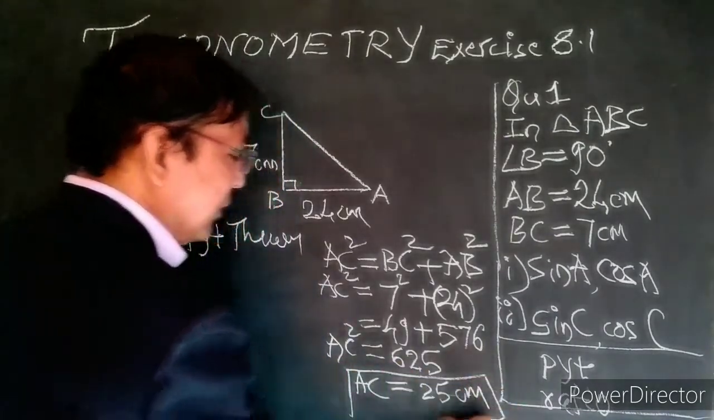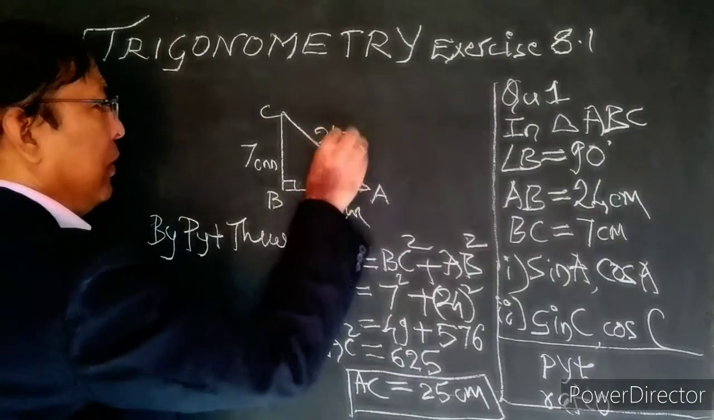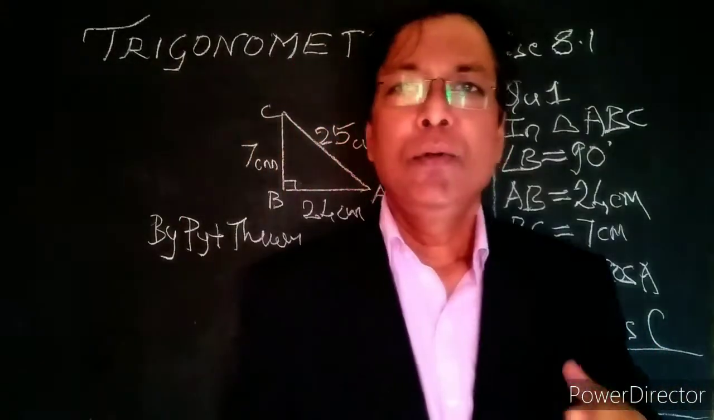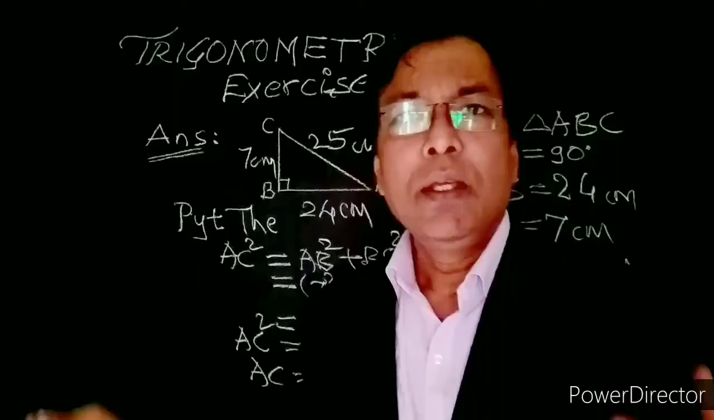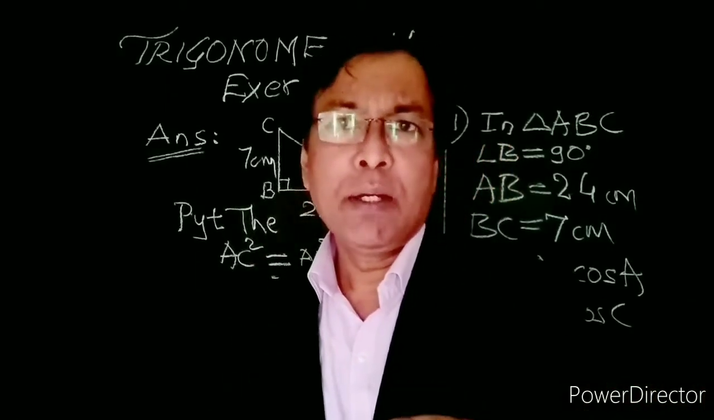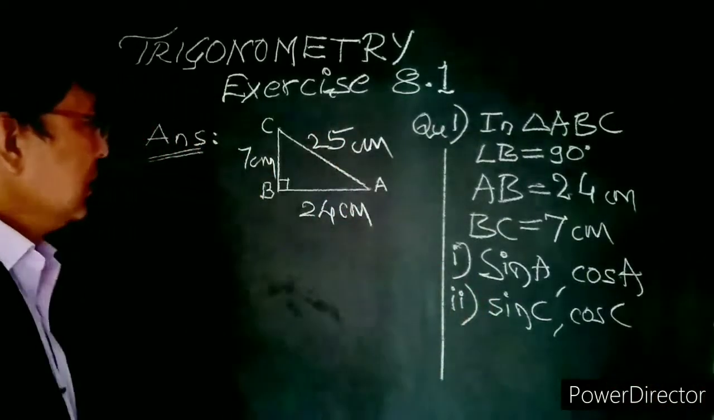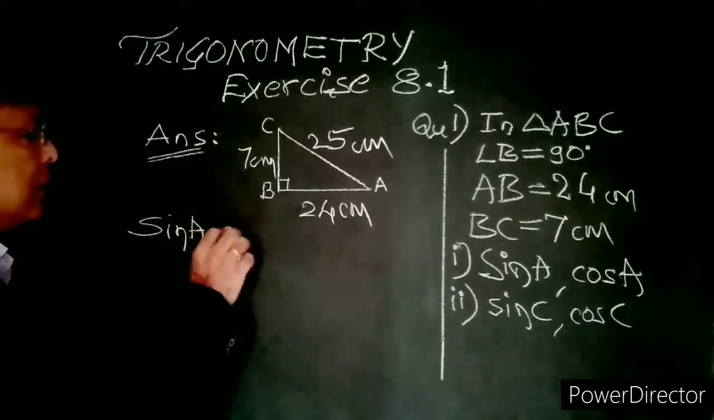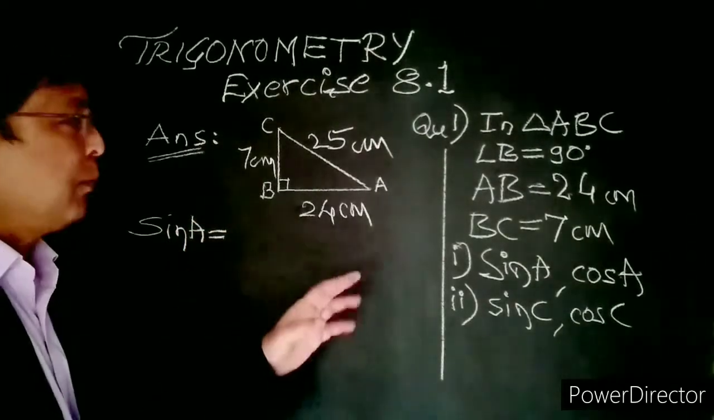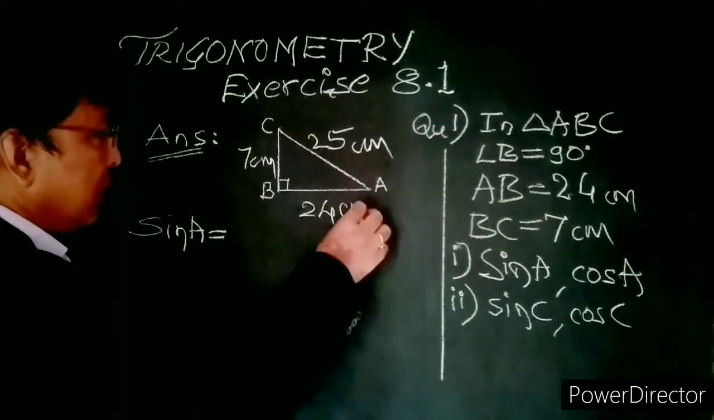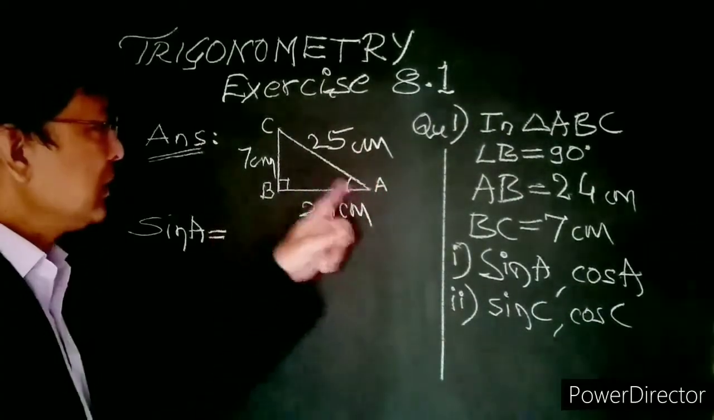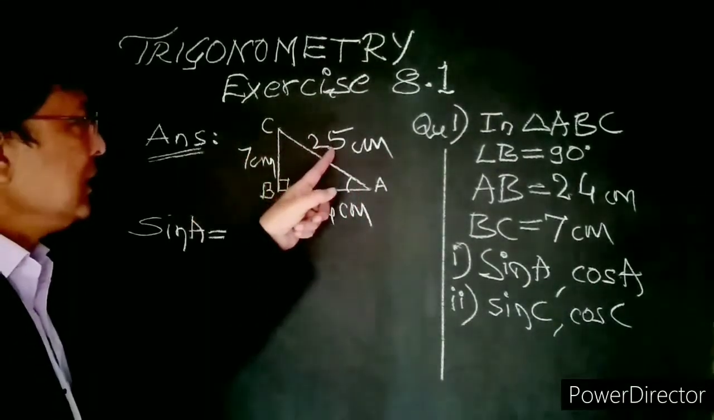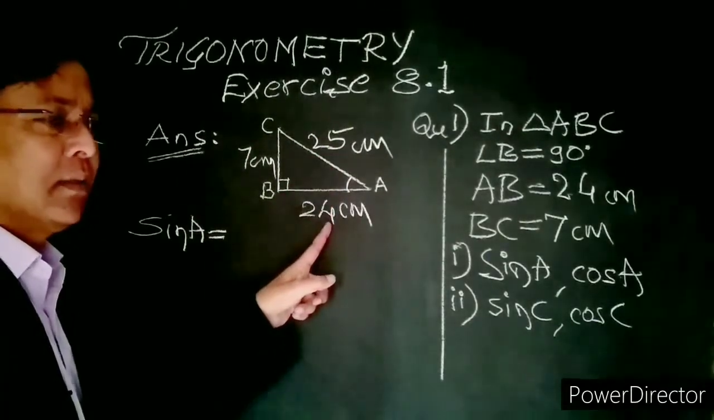So this is the length of AC. Now we know the values of all three sides. Now it is easy to find the trigonometric ratios. Let us find out the sin A value. We know that sin is nothing but opposite side divided by hypotenuse. Sin A means we have to observe the angle. We have to observe this triangle from angle A. Therefore, this side becomes the opposite side, this is the hypotenuse, and this side is the adjacent side.